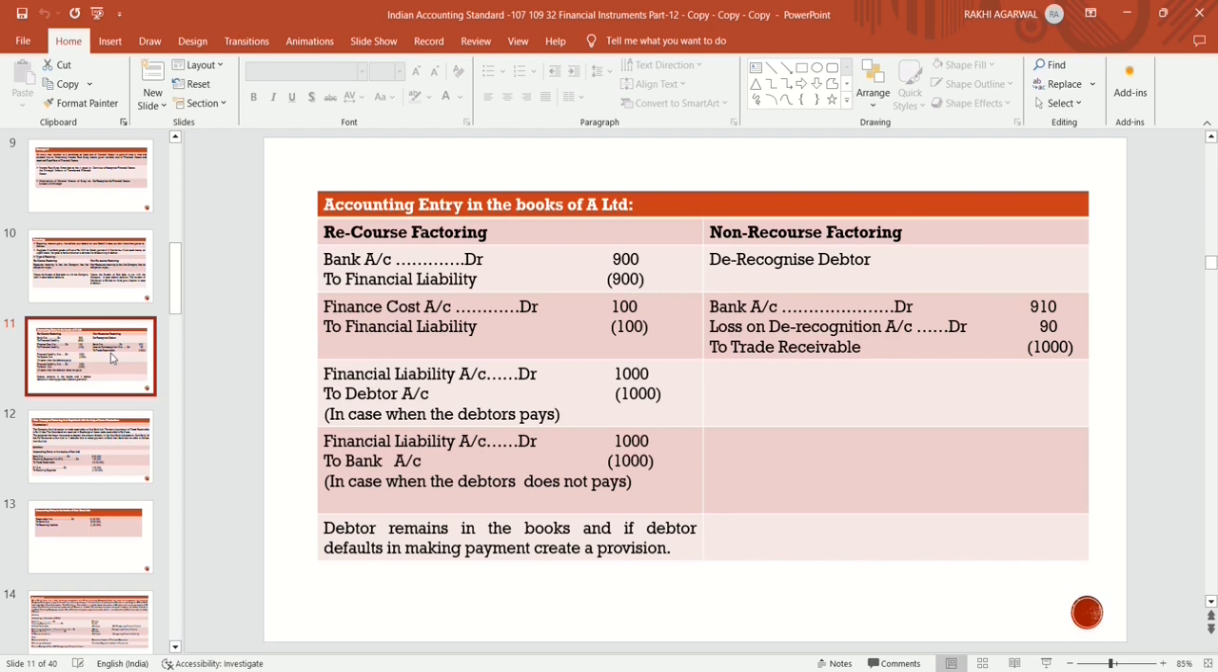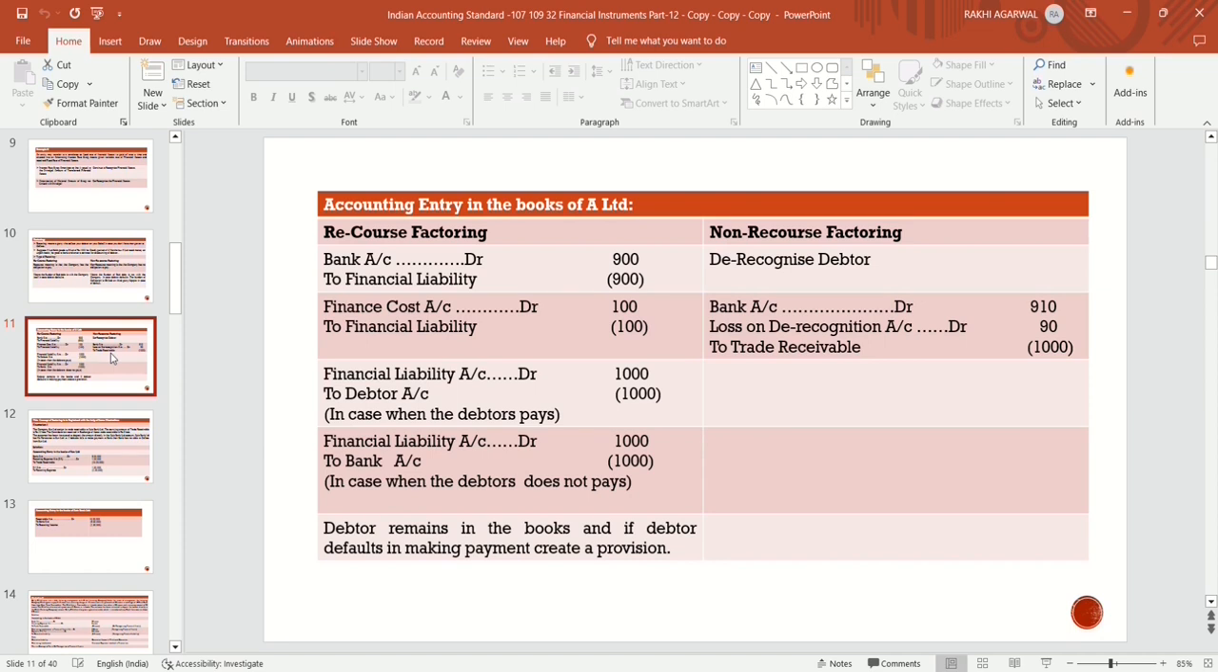When the debtor actually pays, the liability will be reversed. So financial liability account debit to debtors account by 1,000, and that liability is to be paid to the bank. And if the debtor defaults, financial liability account debit by 1,000 to bank. So the debtor remains in the books, and if the debtor defaults in making payment, then a provision will be created.